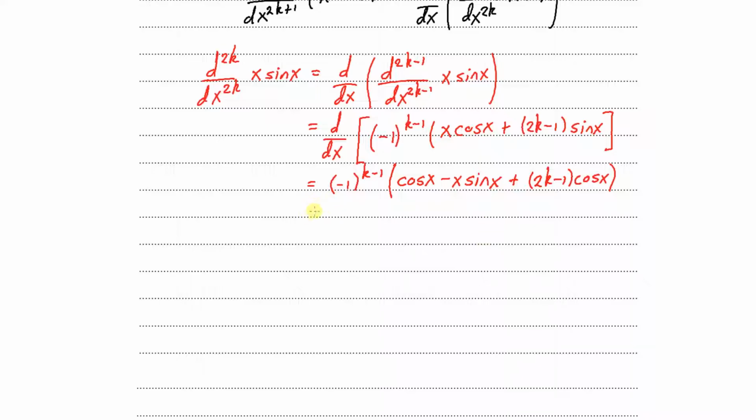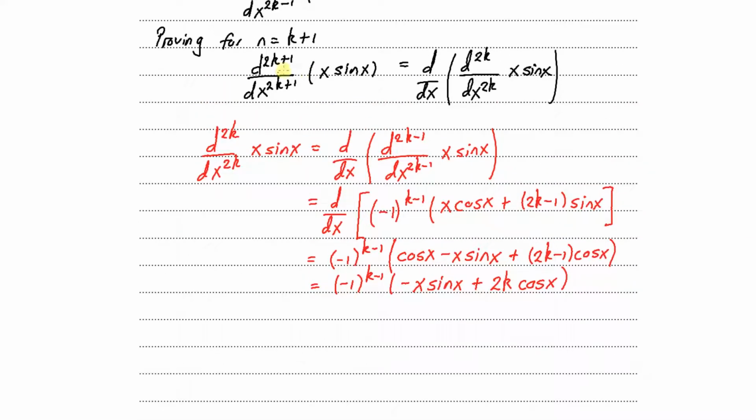Now we can simplify a bit more. So we have minus 1 to the k minus 1 of, and here we've got minus x sine x, and for the like terms we have cos x plus 2k minus 1 of cos x. So if we factor out cos x, we'll be having 1 plus 2k minus 1, so that will just give us 2k cos x. So we now have this for d to the 2k by dx to the 2k of x sine x. So we are now going to use this for our expression when n is equal to k plus 1.